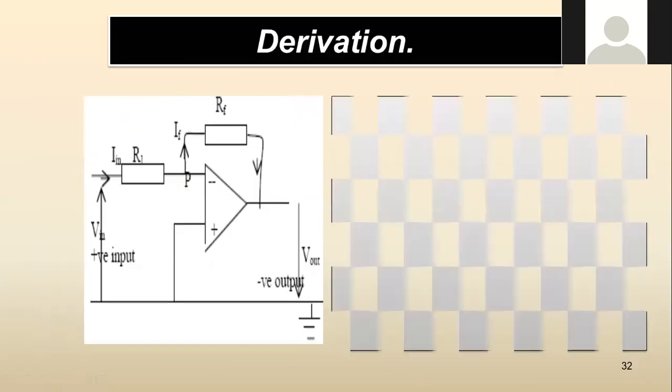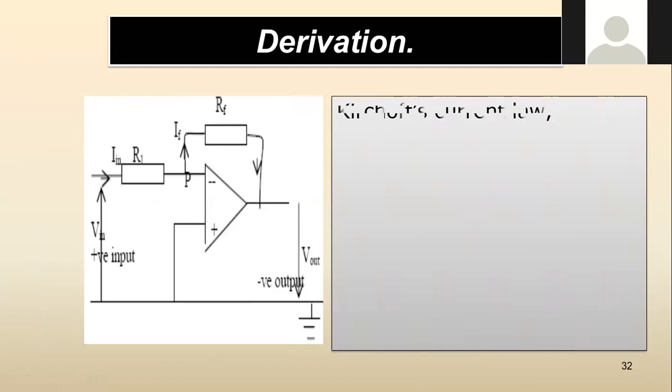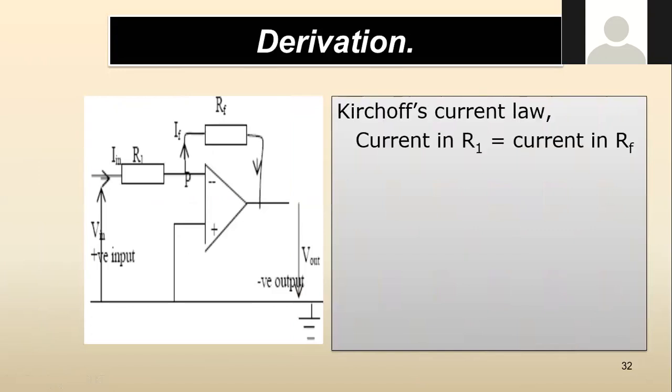Okay, let's derive it. We use Kirchhoff's current law that you study in your AS physics. The current in R1 equals the current in RF. Nothing flows into the op amp.